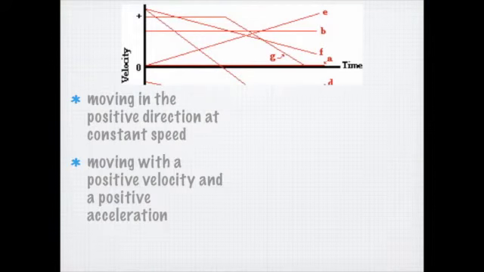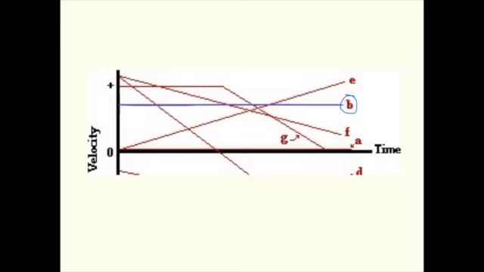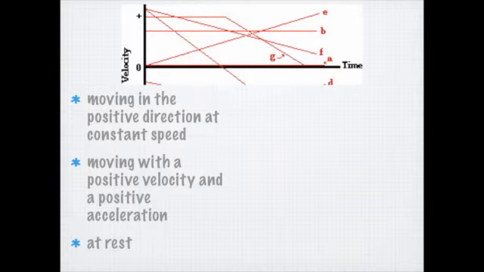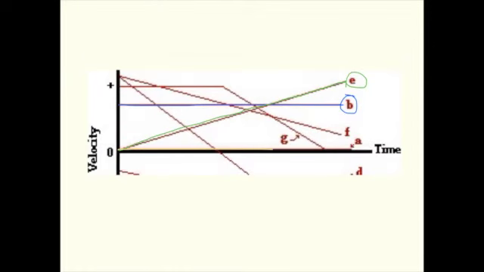Which one is moving with a positive velocity and a positive acceleration? Since this is a velocity time graph, acceleration is the slope of the line. So the line with the positive slope would be line E. Which one is at rest? The one with no velocity is the one that's at rest. That would be line A.